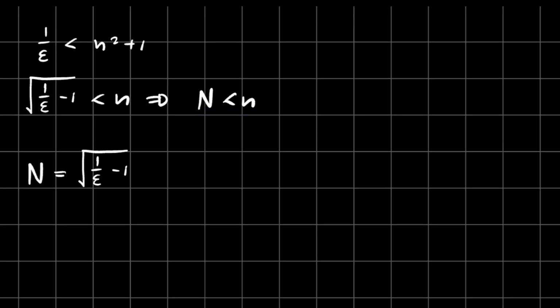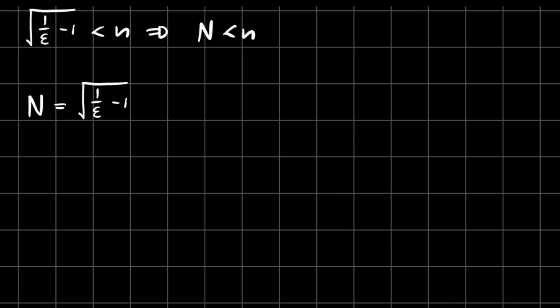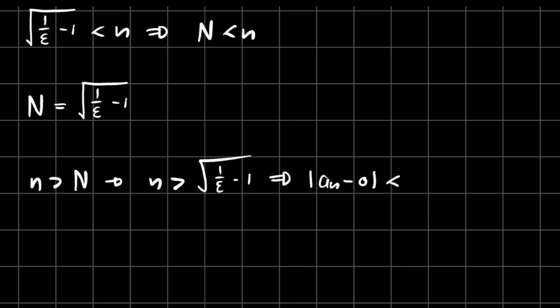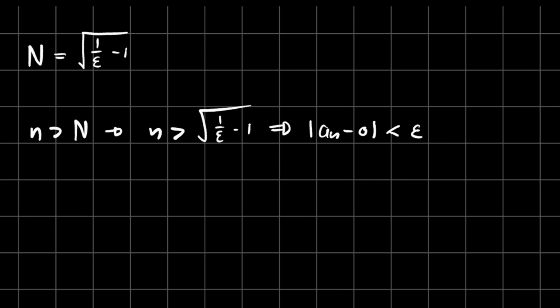So now that we have that, we can simply say, hey, well, n is greater than N, right? So we can simply say n is greater than 1 over epsilon minus 1, which translates to a of n minus 0 being lower than epsilon. And that's how we basically showed that the sequence a of n converges when L equals 0, no? That's pretty much it.